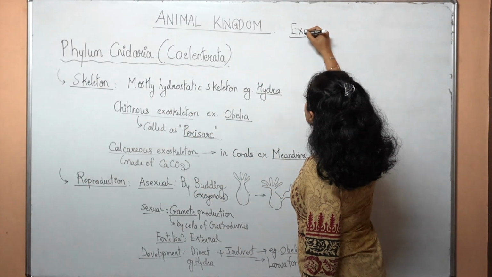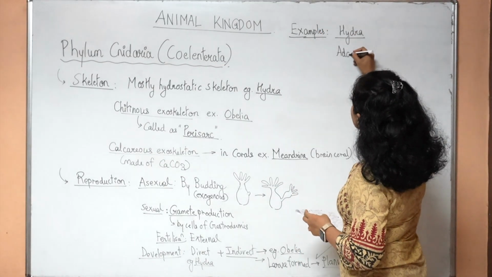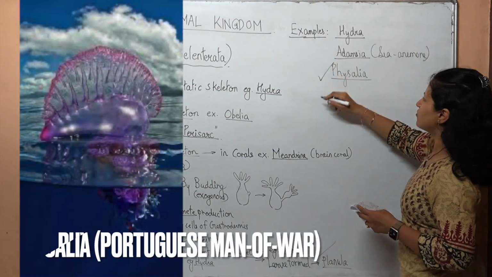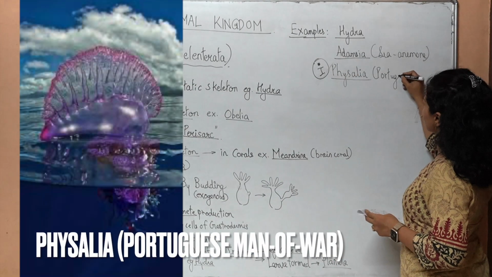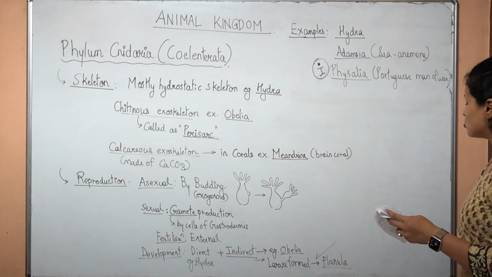Cite some examples of cnidarians. Obviously there is Hydra, Adamsia, sea anemone. There is one called Physalia. You should read about Physalia for your homework. Portuguese man of war. Find out why it is named so, Portuguese man of war.